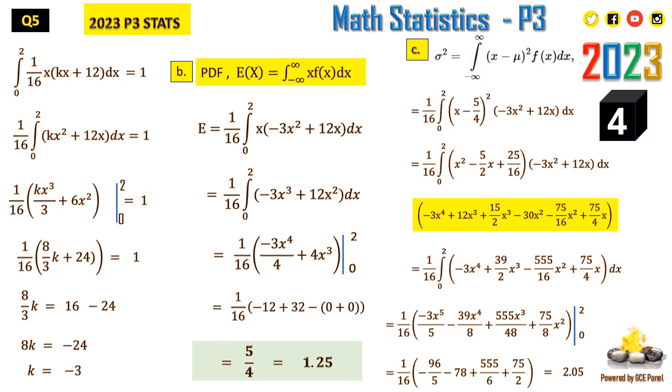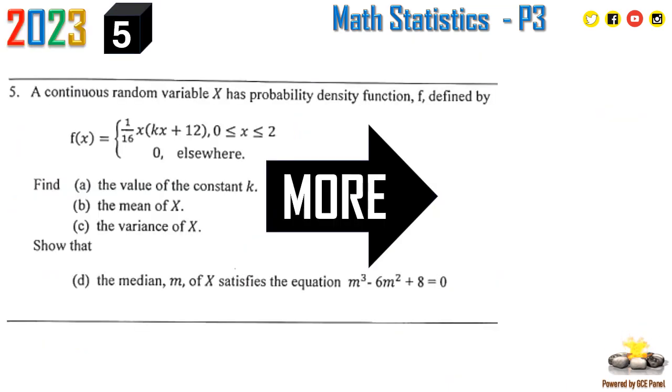Okay. Now, my dear friends, the last part of the question wants us to prove that the median satisfies a given equation. So we are going to find the median. How do we find the median of a probability density function? The median is defined as m such that the integral from negative infinity to m of f of x dx equals a half, or you can use the integral from m to plus infinity is equal to a half. Okay, any of them that you use will give you the same answer.